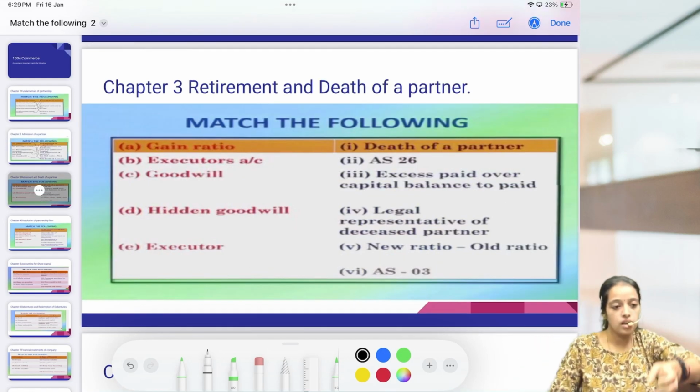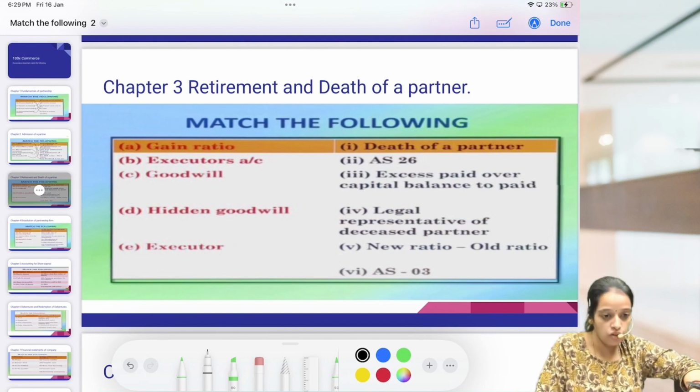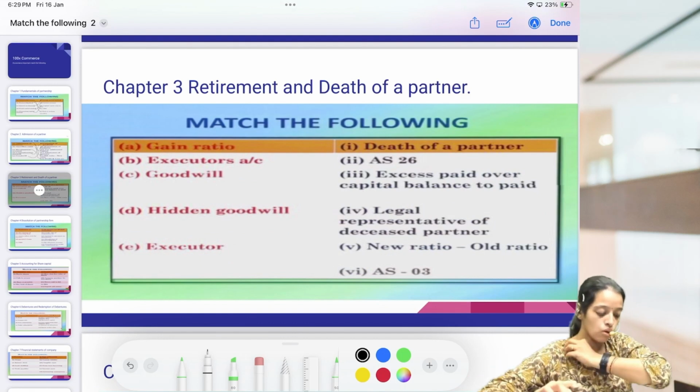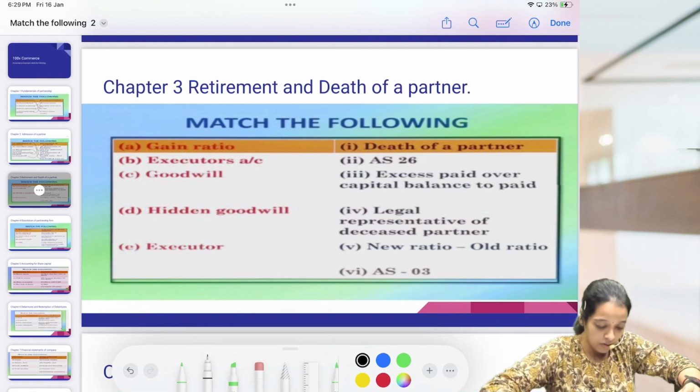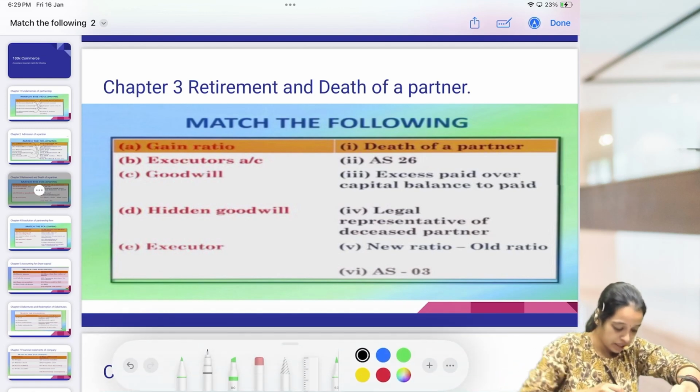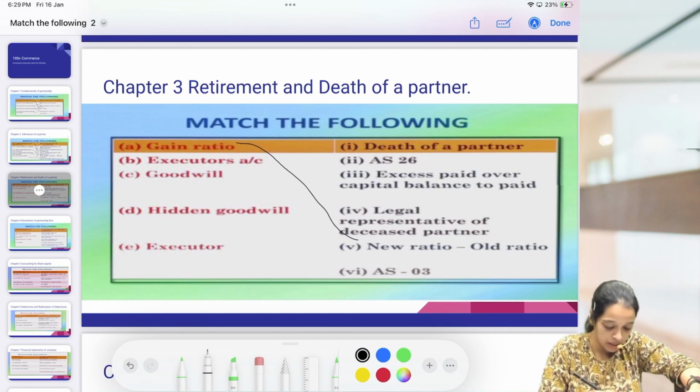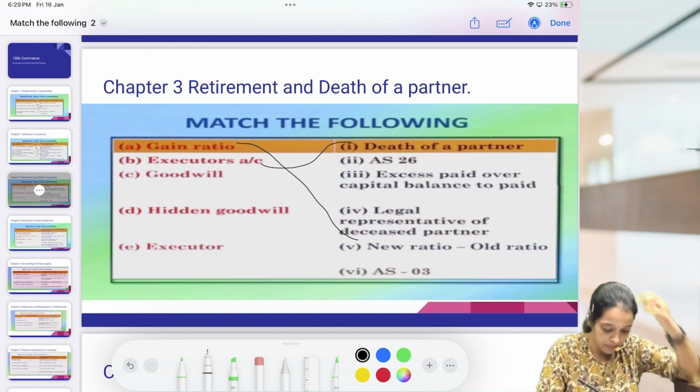Moving on to the third chapter, retirement and death of a partner. Here also certain examples, certain match the following, will definitely be asked. Gain ratio formula will be new minus old. Executors account: the executors account is prepared at the time of death of a partner. Simple.